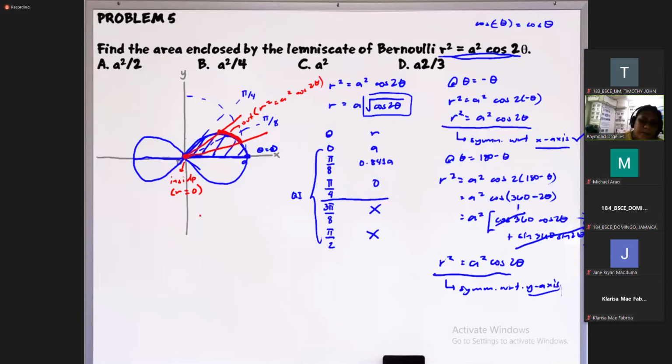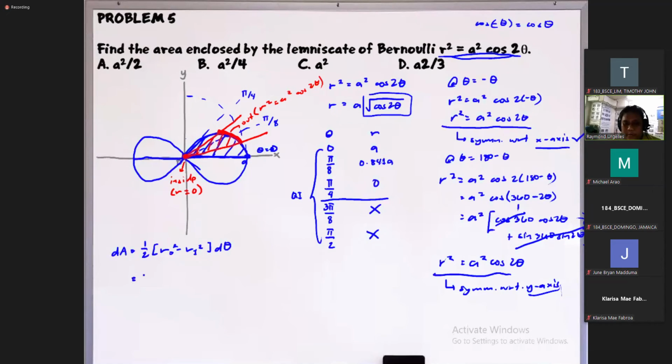Okay, so therefore, solving for this bounded area, tawagin natin yan as our differential area dA. So this is equivalent to 1/2. So again, this is r outside squared minus r inside squared, multiplied by d theta.